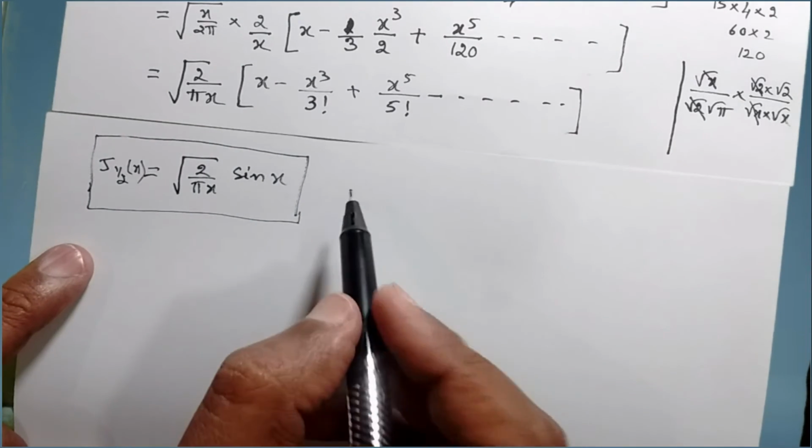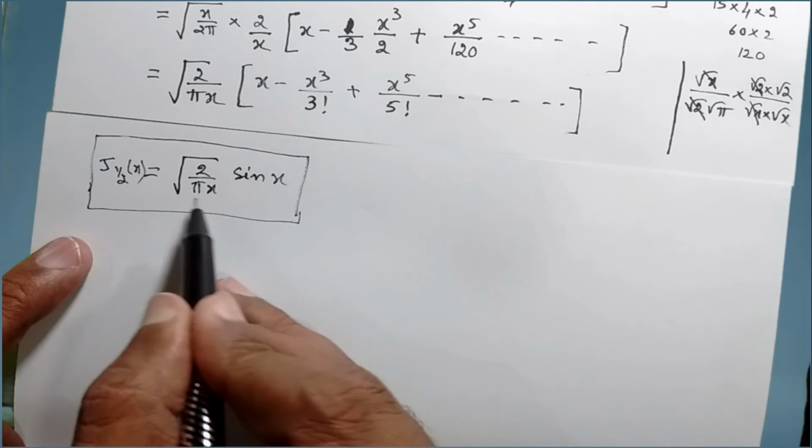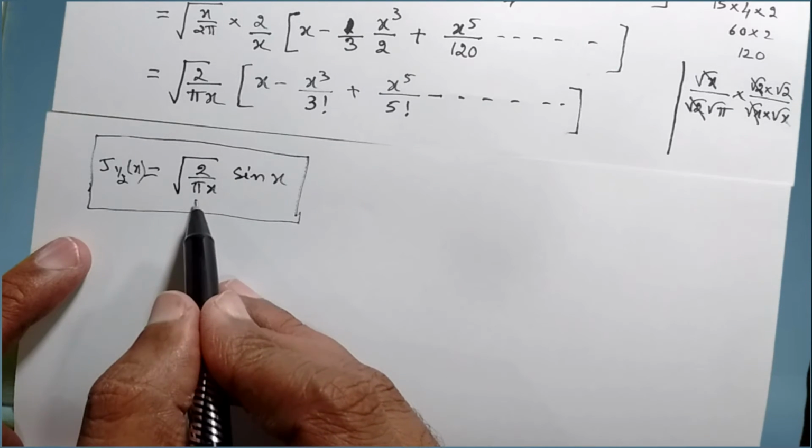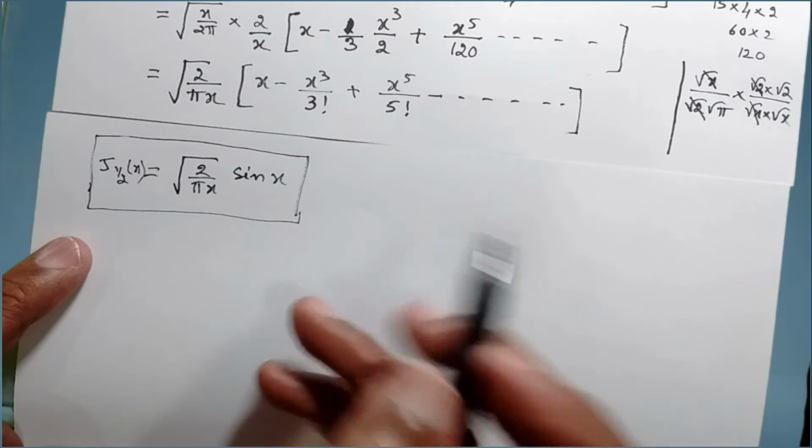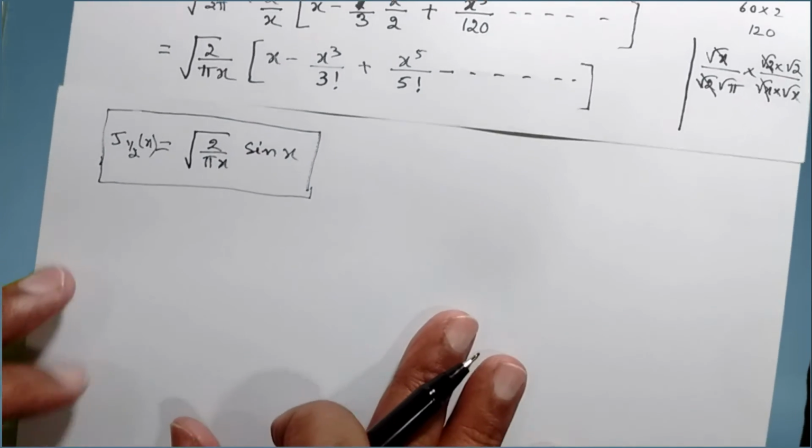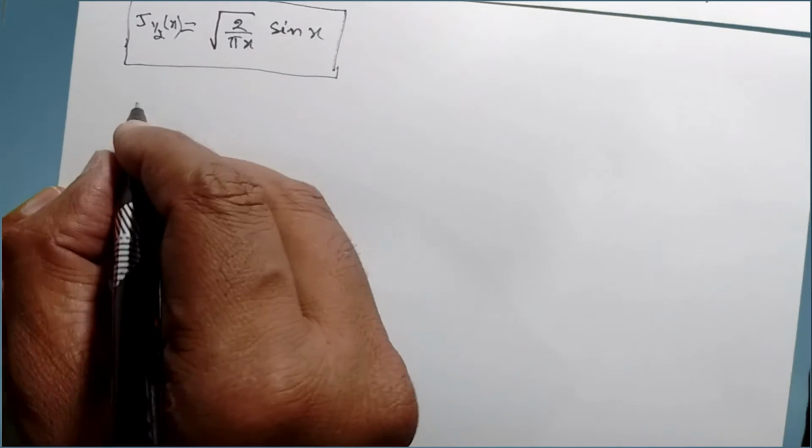Go back to result number A and see the right hand side. J half is nothing but root of 2 by pi x into sine of x. So first result has been proved. Now you go for the second result.